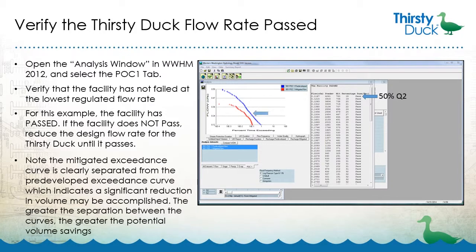Note the mitigated exceedance curve is clearly separated from the pre-developed exceedance curve, which indicates a reduction in volume may be accomplished. The greater the separation between the curves, the greater the potential volume savings.